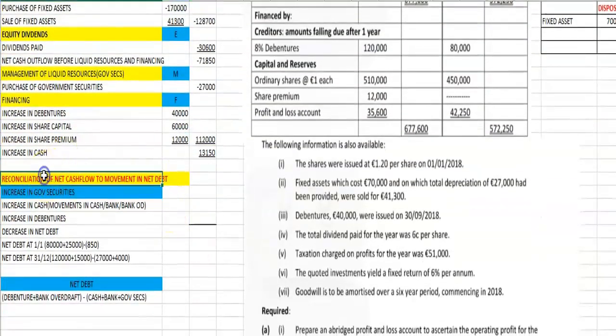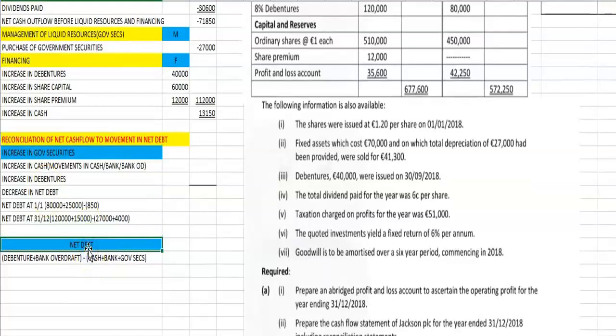The last thing we need to do here is have a look at our net debt and how it's moved during the year. Now, before we do this, we need to understand what net debt is. So net debt is borrowings minus liquid resources, essentially. So borrowings mean debentures and bank overdrafts, minus liquid resources, you're talking about cash, bank and government securities. So that's how you calculate your net debt.